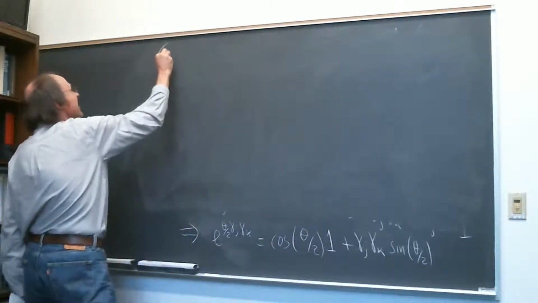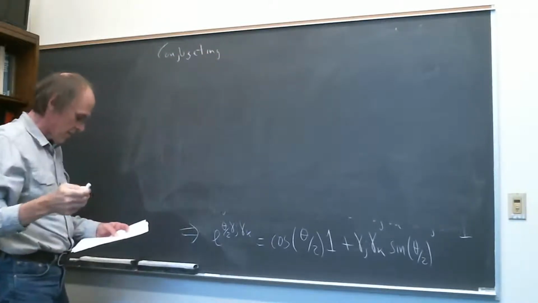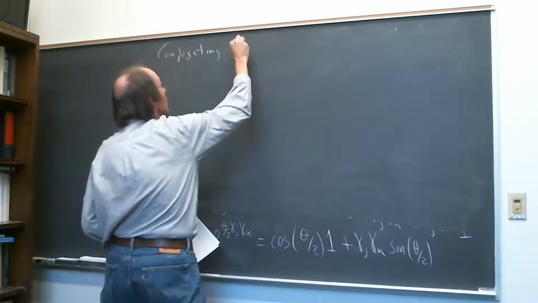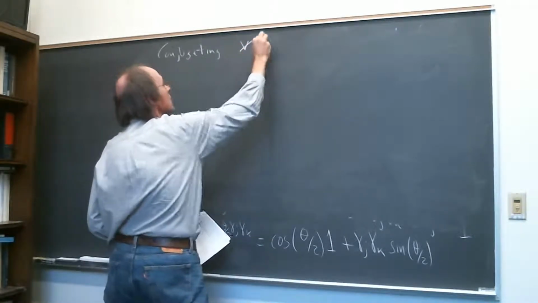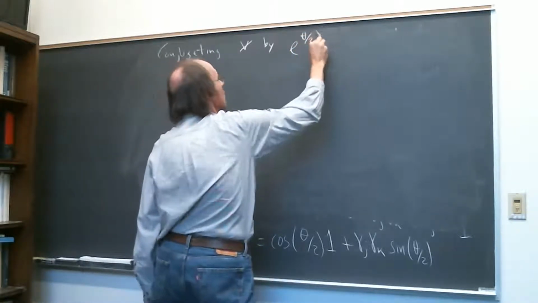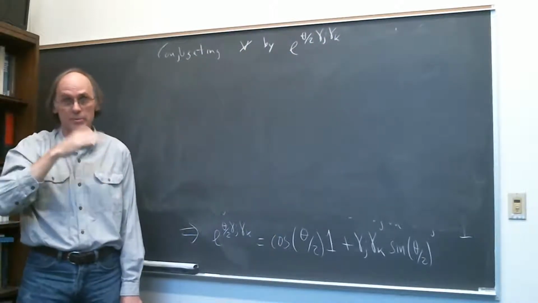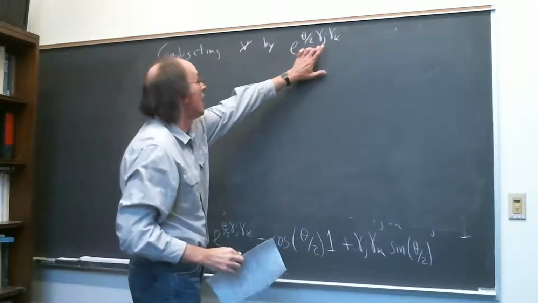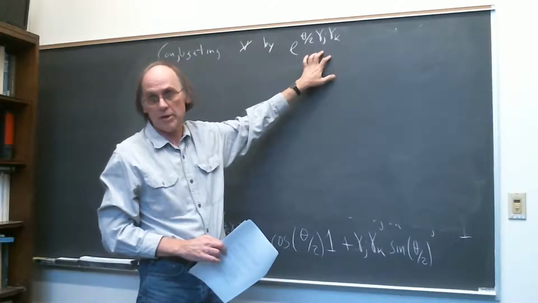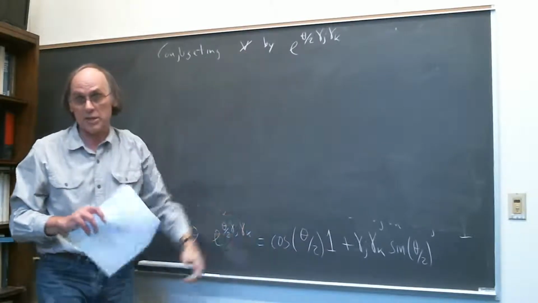Conjugating, meaning b slash, by e to the theta over 2 gamma j gamma k. So I want to take a vector but thought of as a thing in the Clifford algebra, and I want to conjugate by this guy, because the claim is going to be that these are elements of the spin group, and conjugation by these guys is going to rotate these vectors. So we got to check and see if that works.